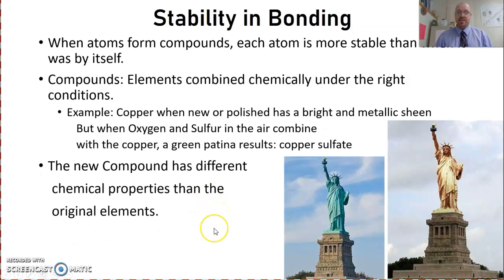And the new compound has different chemical properties than the original element. So one thing to remember about a compound is that although it has some of the elements of the original elements that joined into it, it has all new properties. Think, for instance, of steel. Steel has brand new properties, even though it's got iron and some nickel and some chromate and some other things like that in it. But it has some different characteristics than the individual elements.